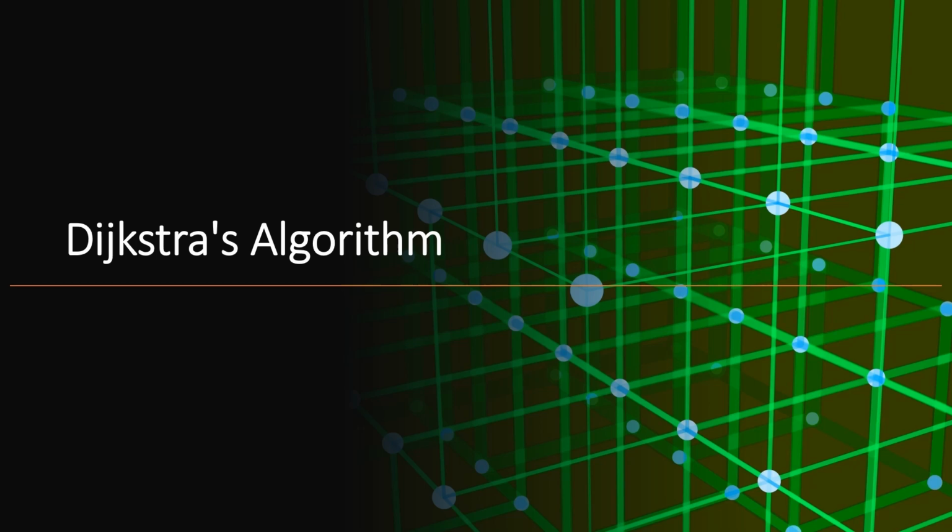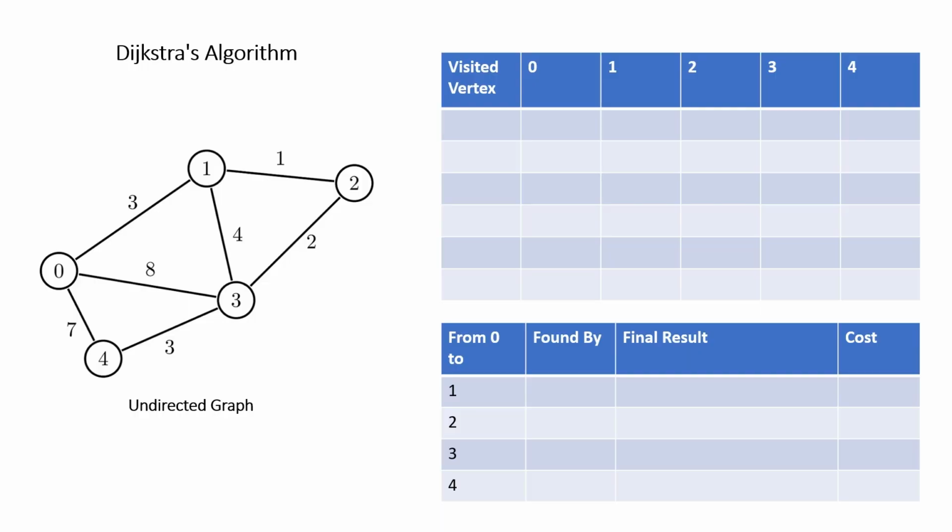Hi everyone. In the previous video, we looked at how to find the shortest path in a directed graph using the Dijkstra algorithm. In this video, we'll try to solve another problem: finding the shortest path in an undirected graph using the Dijkstra algorithm. Okay, let's try to solve this problem using the Dijkstra algorithm.